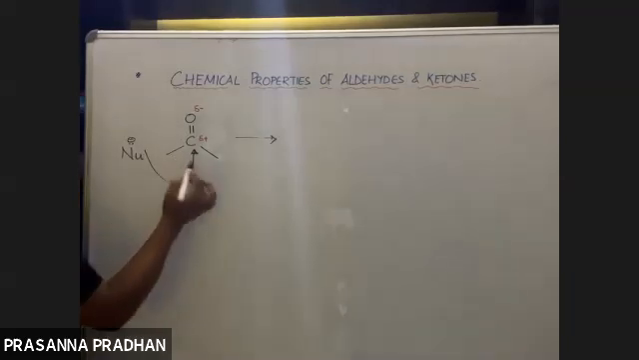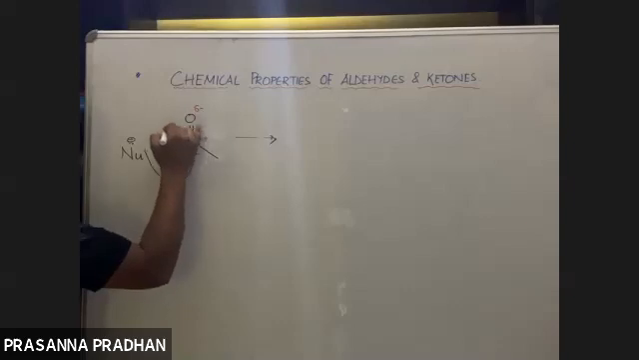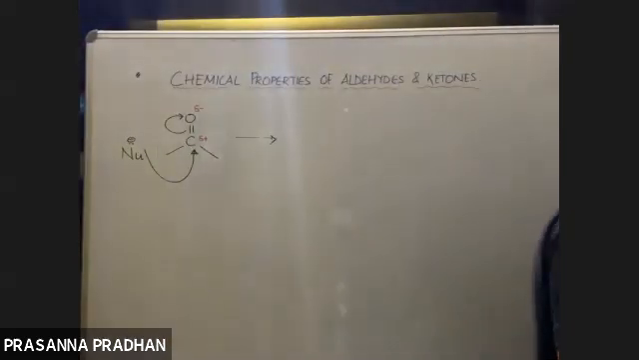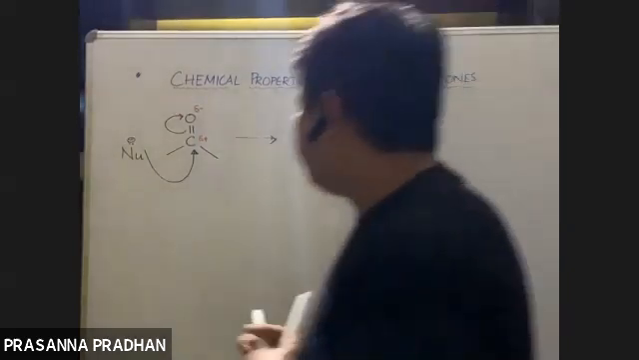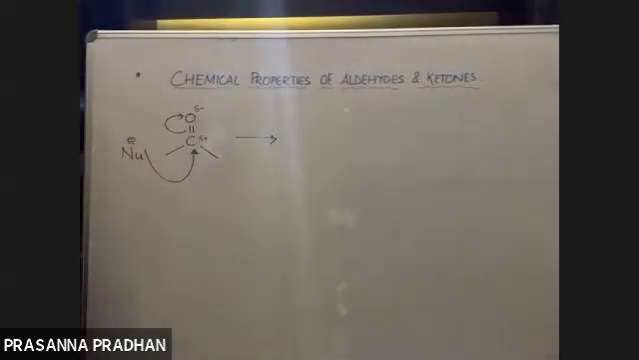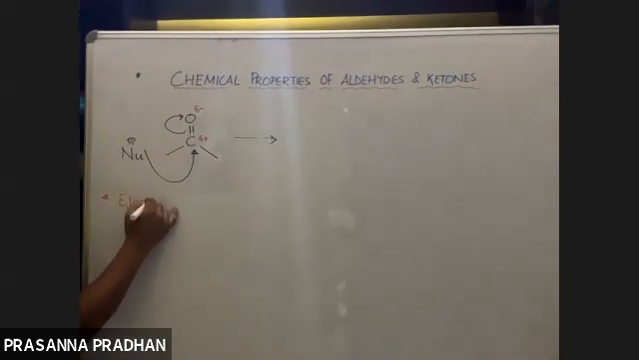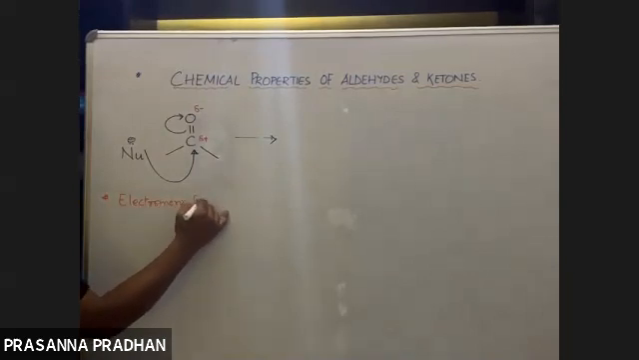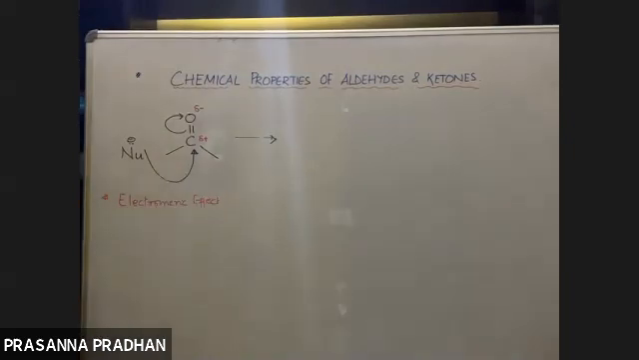Now, as soon as this happens, these pi electrons will be displaced towards oxygen. So there is a shifting of electrons. What is this electron displacement known as? So this electronic displacement, as you have studied earlier, is known as the electromeric effect.